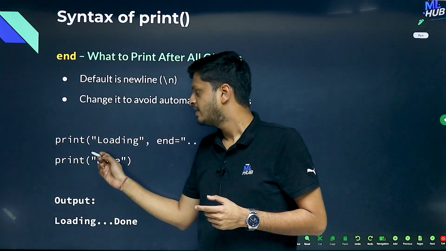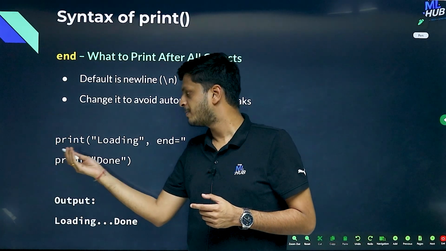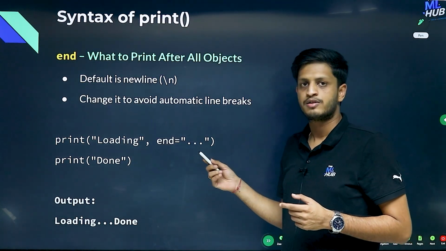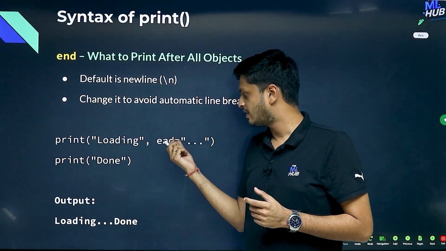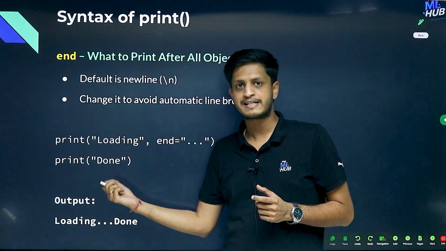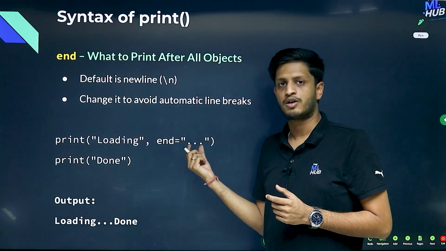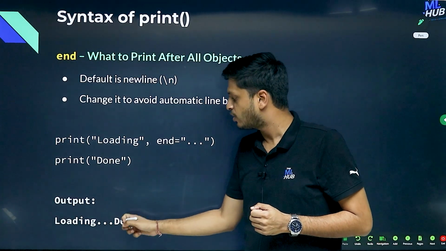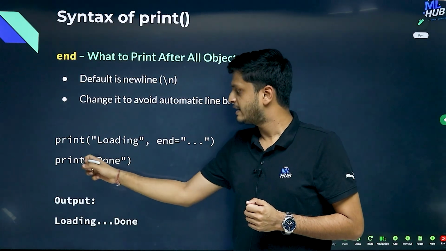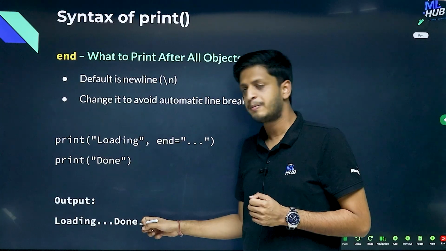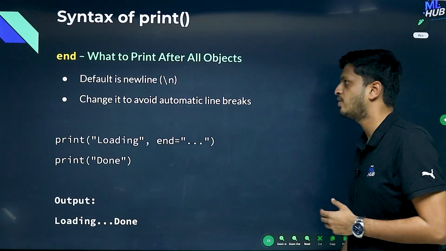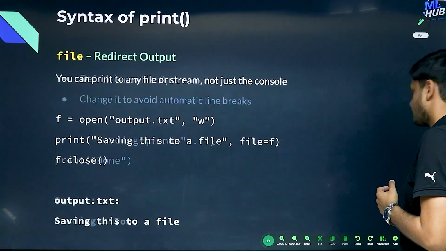So let us say we ran this statement print loading and we define end as dot dot dot. So now after printing loading, it will not go in the next line. Instead it will print dot dot dot. So the output will be loading, then dot dot dot, and then it will not go in the next line. Then it will print the next print statement which is done. So done will be printed and then it will go to the new line. Okay, this is how end argument works.